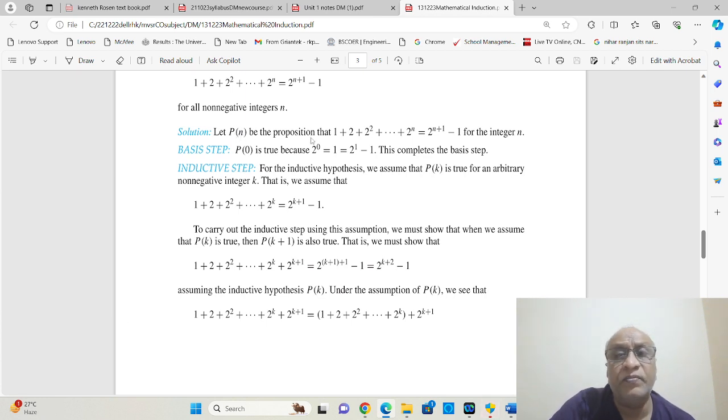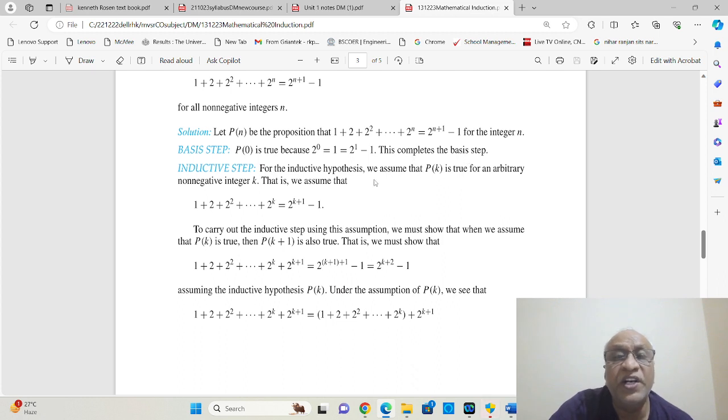Let P of n be the proposition. Initially P of 0 is true, because P of 0 means 2 to the power of 0, which will be 1. On the right side it will be 2 to the power of 1 minus 1. So both become 1, and the basis step is proved.